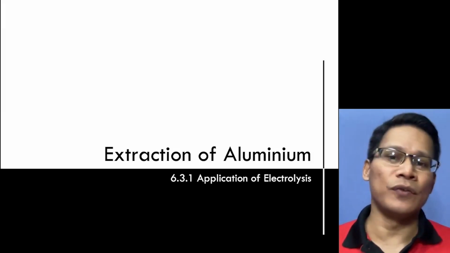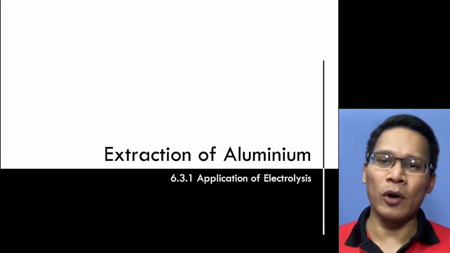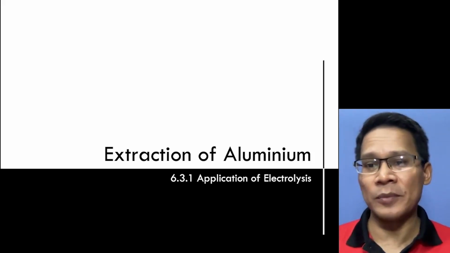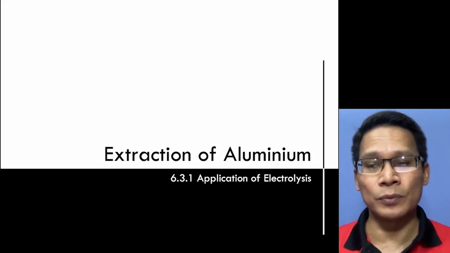Aluminium is a very useful metal. Just look around you. The can of drinks you have bought from the vending machine is made of aluminium. Some of your smartphone casings are made of aluminium too.